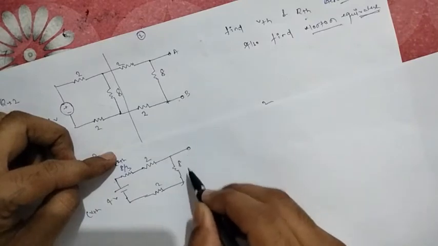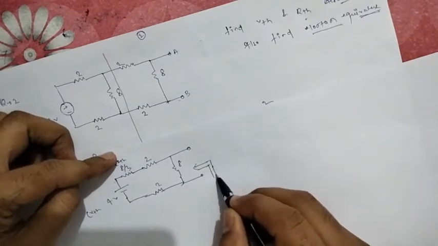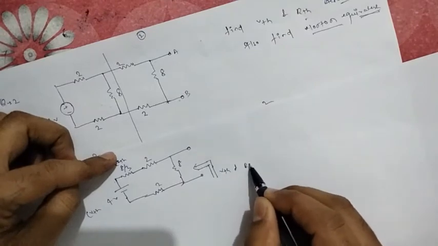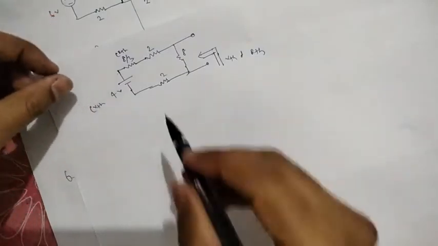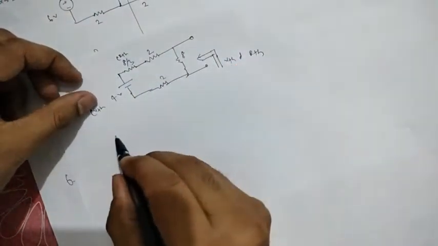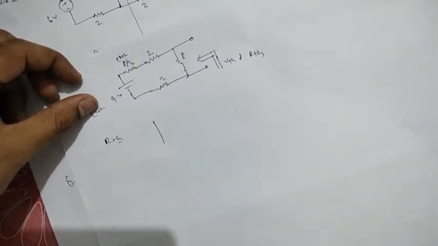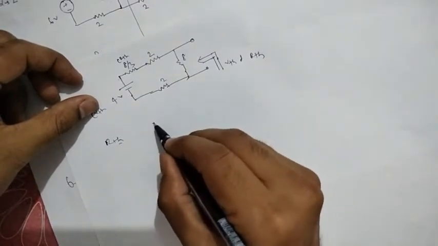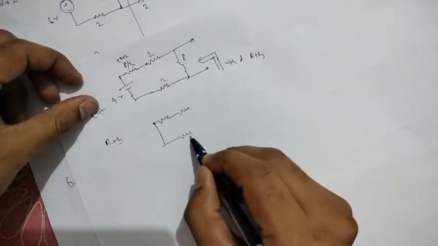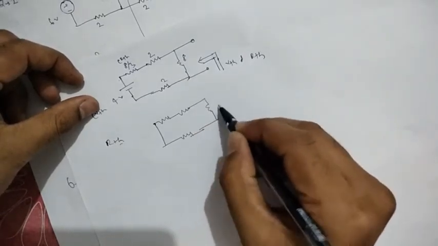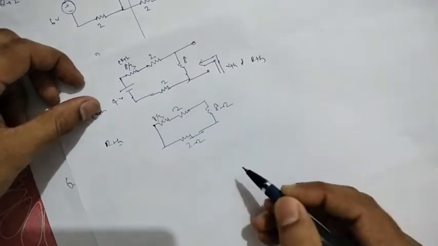So we need to calculate the final VThevenin and RThevenin across this. Now what will we do? It is just simple. First, for finding RThevenin, we short circuit this voltage source. Then we see 8 by 3 and 2, and these two are all in series, and they are in parallel with 8 ohm. This is 2 ohm, this is 2 ohm, this is 8 by 3 ohm.